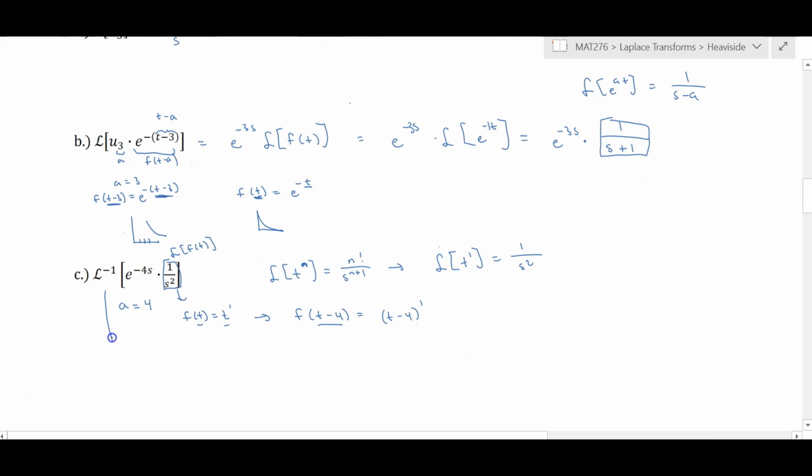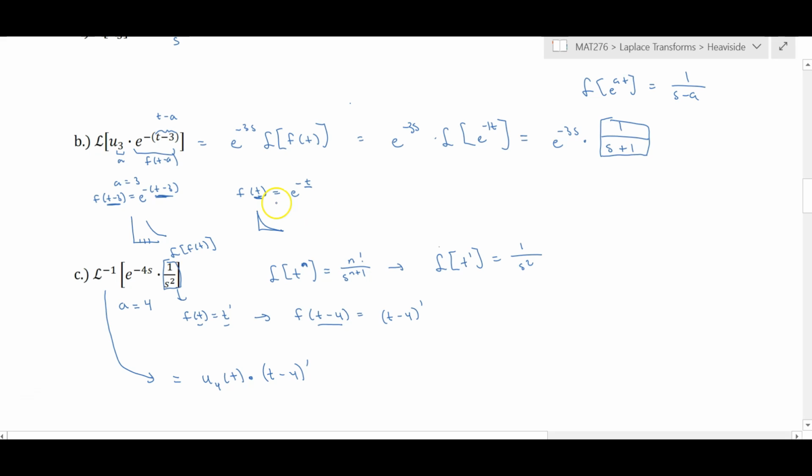So to answer this original question, this will equal u sub 4 of t multiplied by f of t minus 4, which is t minus 4 to the first power. Of course, you don't need the first power there. I'm just trying to make it clear that what we're doing is replacing t with t minus 4. If you take its Laplace transform, you will get e to the negative 4s times 1 over s squared.